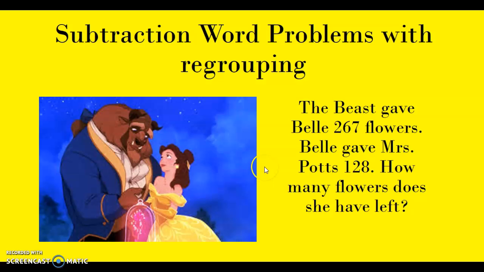So again, we're sticking with the Disney theme this week. Our problem today is: the Beast gave Belle 267 flowers. Belle gave Mrs. Potts 128. How many flowers does she have left? So our important information is that Belle has 267 flowers from the Beast, and then she gave 128 to Mrs. Potts. By looking at "gave," we're probably going to be losing some, and also "have left." Those are two keywords that tell us that we need to subtract.